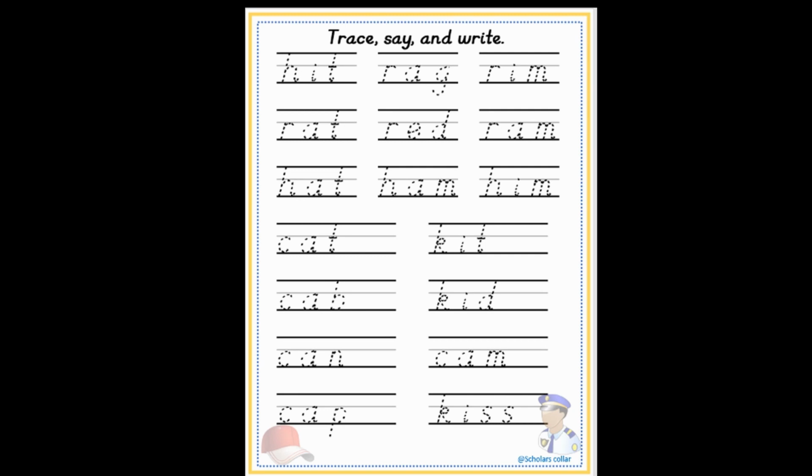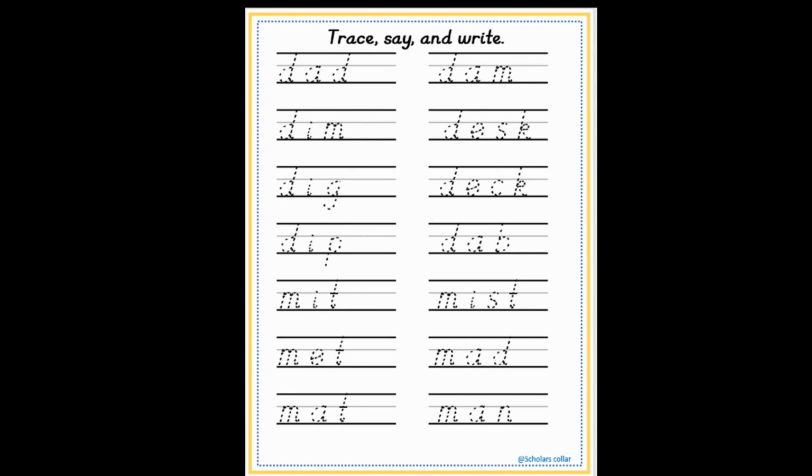Then we have trace, say, and write, where you're going to go ahead and write certain words that the child can learn. These words are important because they are a part of the word bank. Some of them are practice words and some of them are words from the word bank. So just make sure that your child learns how to read them while they are also writing them. So this is a perfect way of practicing. Then this is the next list of words.